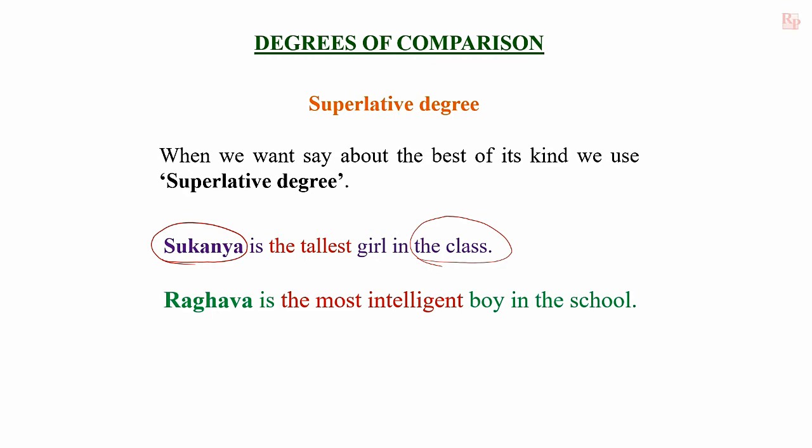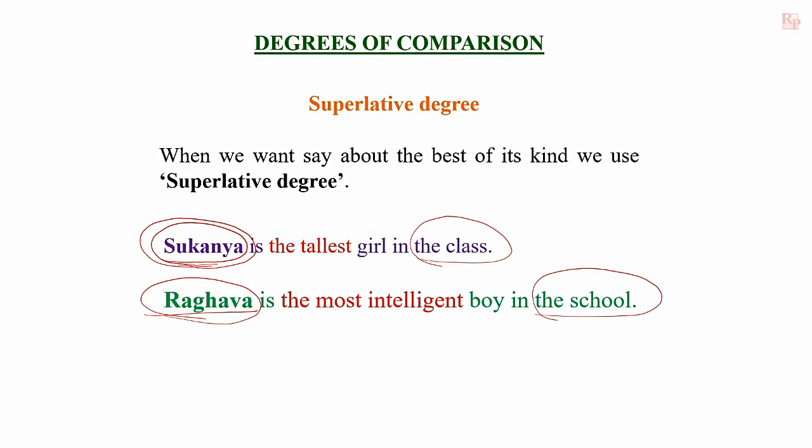And we are comparing here to every girl in the class. That's why whenever we compare Sukanya to any other girl in the class, Sukanya is the taller one. That's why Sukanya is the tallest girl in the class. Like that, Raghava is the most intelligent boy in the school. So here we are not saying about only Raghava. So when we are saying about the entire school, when we compare Raghava to any other boy in the class, Raghava is more intelligent. That's why Raghava is the most intelligent boy in the class.